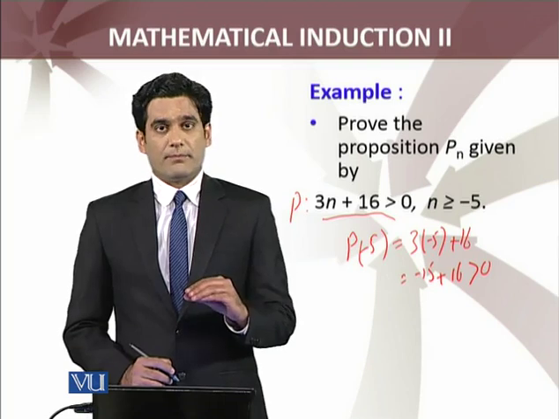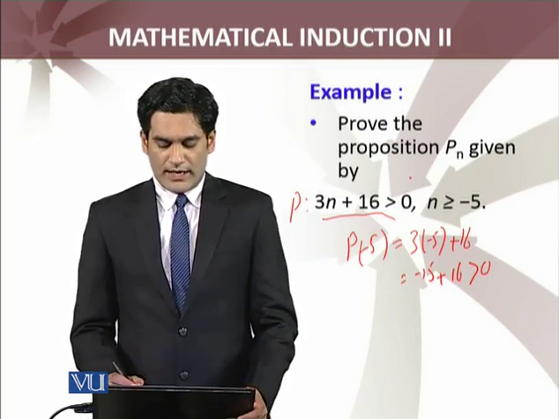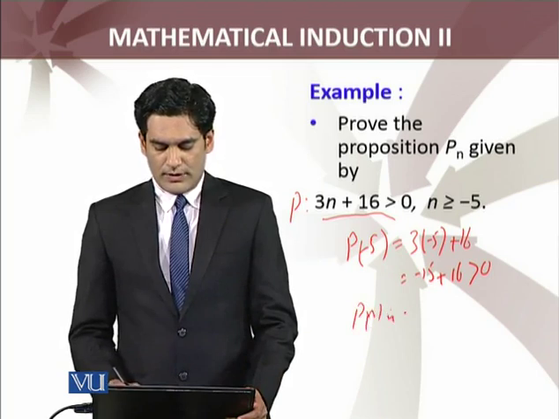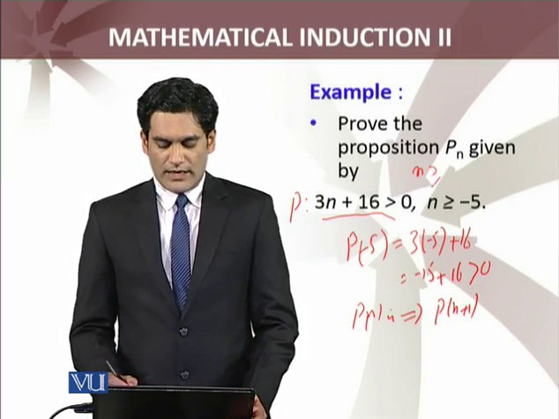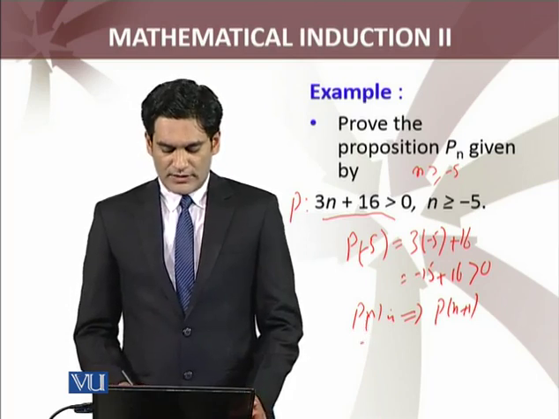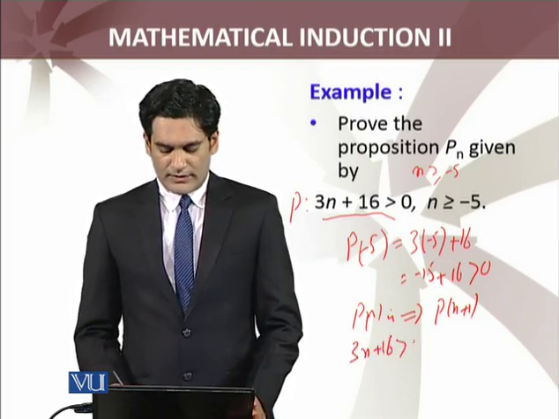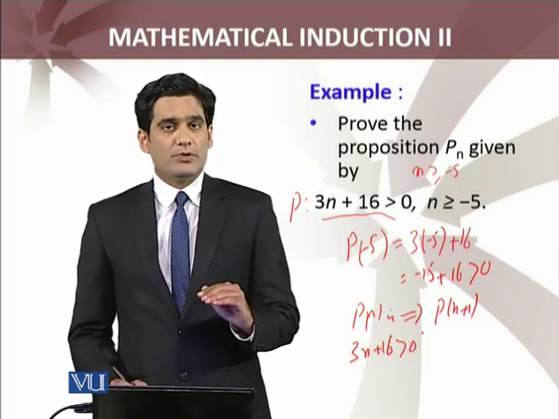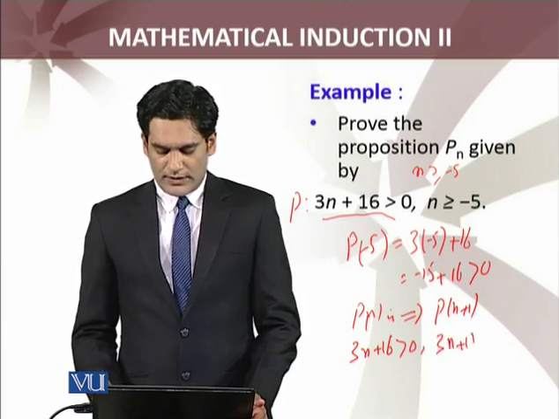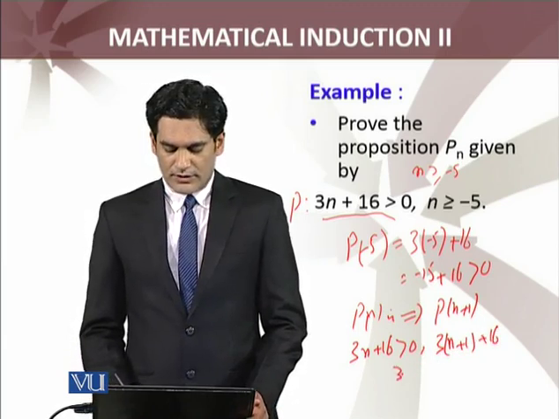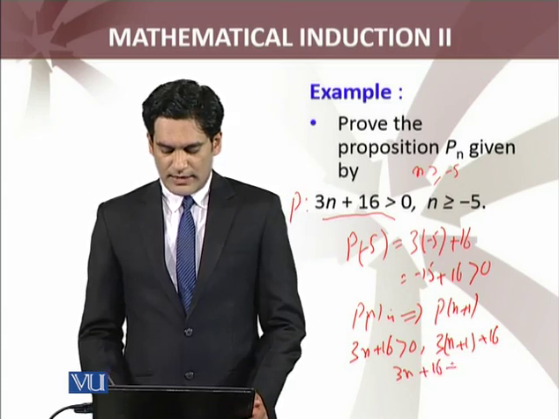Now the inductive step comes. Inductive step says Pn is true implies P of n plus 1. The difference is here, n is greater than or equal to n naught. What is n naught here? Minus 5. So Pn, which is 3n plus 16 greater than 0, is supposed true, and I will consider Pn plus 1. What statement does Pn plus 1 become? 3 into n plus 1, plus 16. If I simplify this, it becomes 3n plus 16 and plus 3.